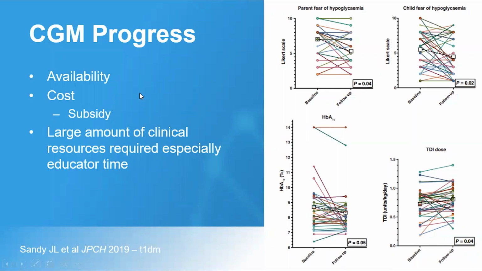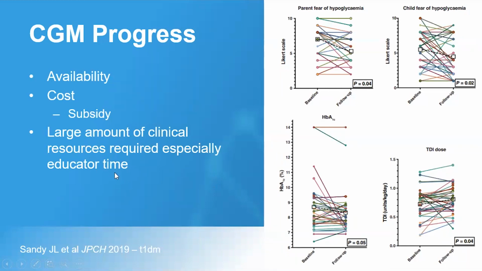One other major important factor determining CGM use, of course, is availability, and cost plays a huge factor in that. In Australia, a subsidy was introduced for people under 21 years, largely with type 1 diabetes, and we studied this group before and after that introduction of CGM. Both the parents and children had a high fear of hypoglycemia, which reduced on sensor use, resulting in a higher total daily insulin dose and a small fall in HbA1c in this short-term 3-month follow-up.